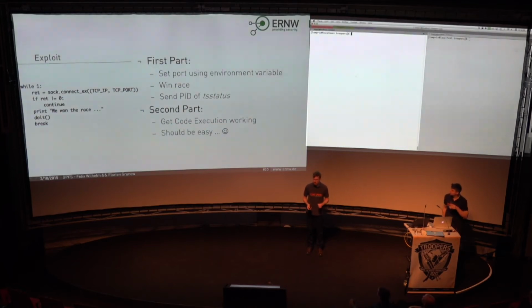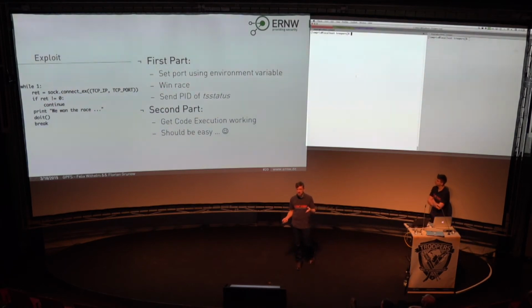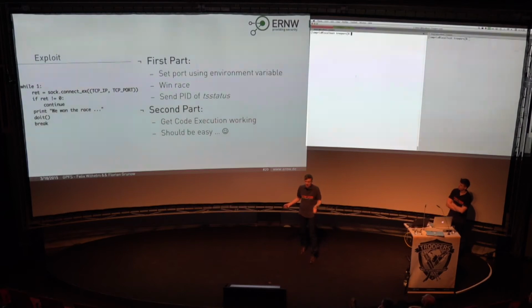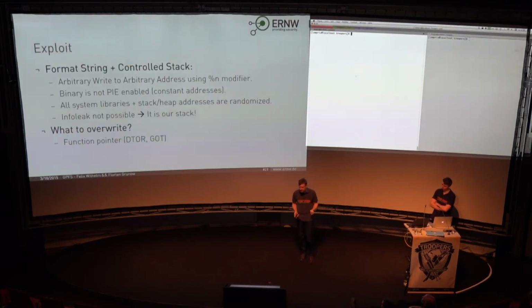Okay, so what you do by exploiting this is, the first part would be: set the environment variable, win the race, send the PID of TS status. And the second part: get code execution, because you control the stack, you have the format string vulnerability, it should be easy. So the problem with doing this, or we encountered some additional problems and some additional stuff that helped us out.